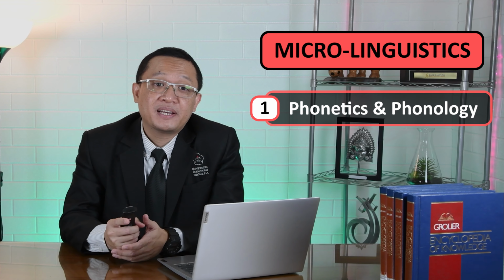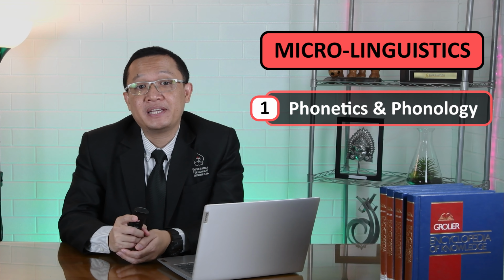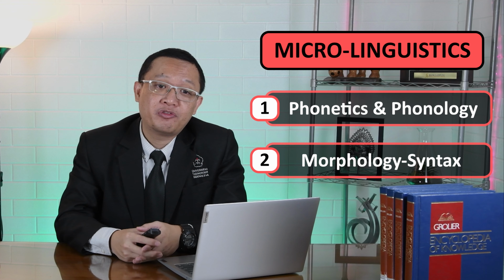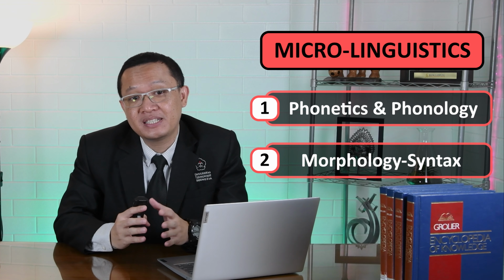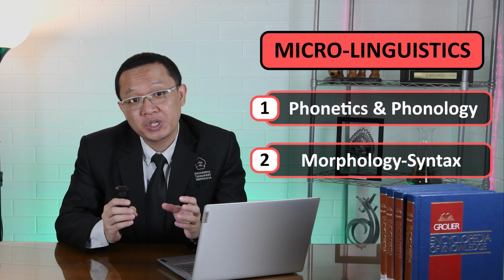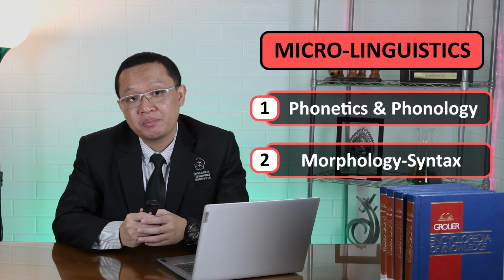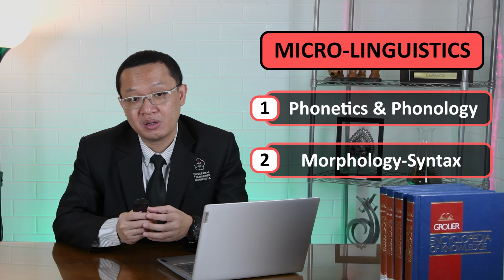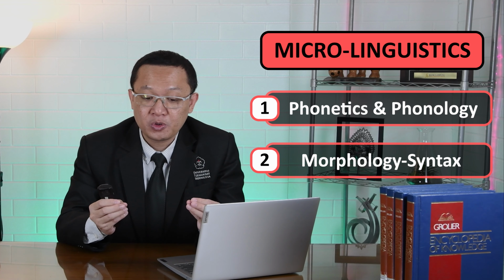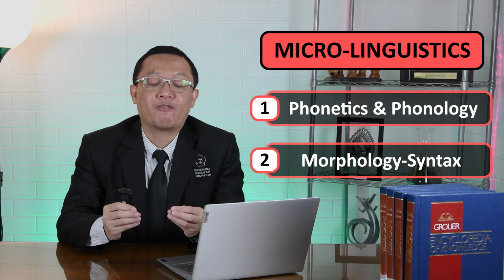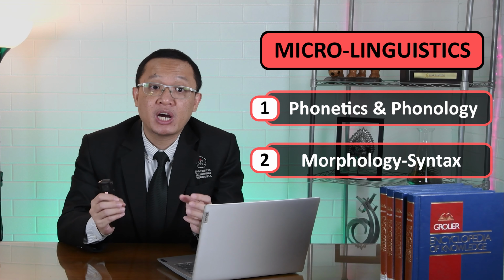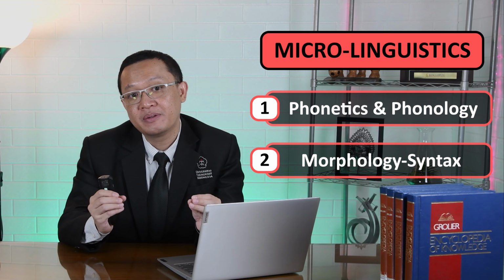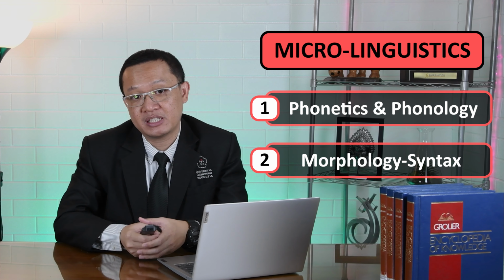Okay, the second branch of microlinguistics is morphology syntax. Now, when we discuss about morphology syntax, it means that we discuss about word formation. We talk about language structure. We talk about clause. We talk about sentence, how they're forming a new word, for example. We talk about jargon. We talk about noun phrase, verb phrase. We analyze the structures of sentence.